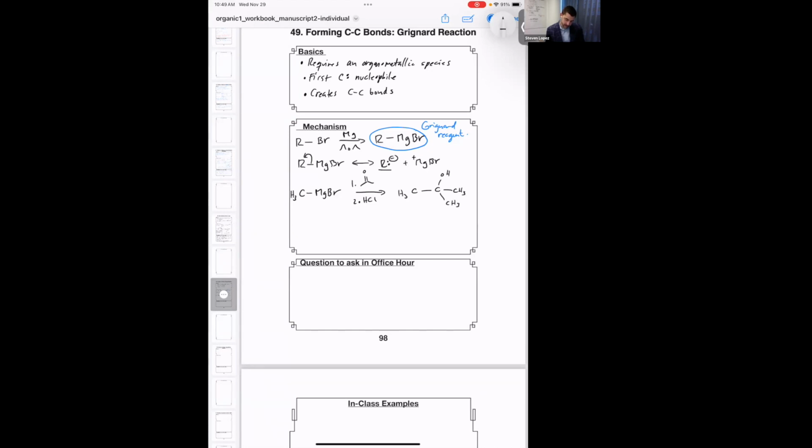So let's look at the mechanism. We imagine these two electrons attacking the most electrophilic part of the acetone, which is the carbon terminus of that ketone. We break the carbon-oxygen pi bond, and we create this intermediate. Okay. And in the second step, this gets protonated by the hydrochloric acid to make the product.